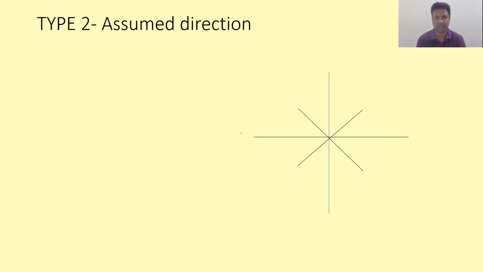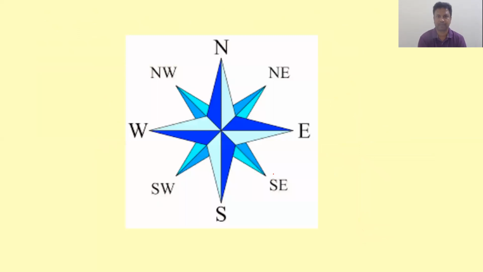And the second type, assumed directions. Generally we know what is north, what is south, everything. Now we are going to do assumed directions. We know this is north, south, east, west. Suppose they say southwest becomes north. So they are saying southwest is becoming north, and based on this we want to get all the other directions.